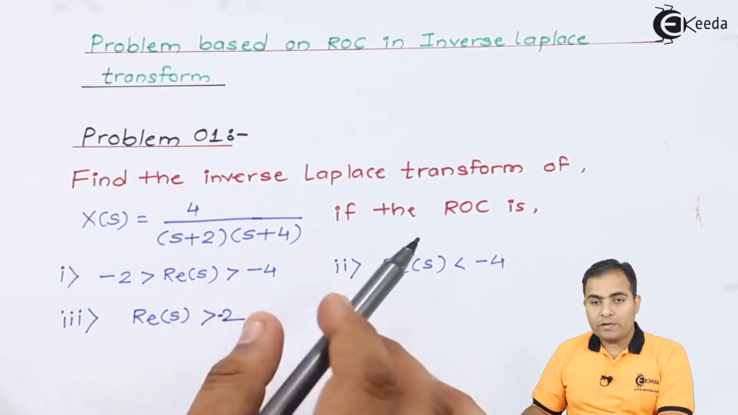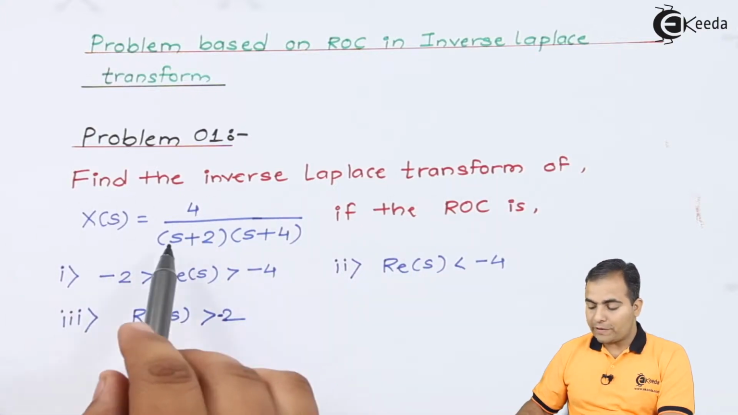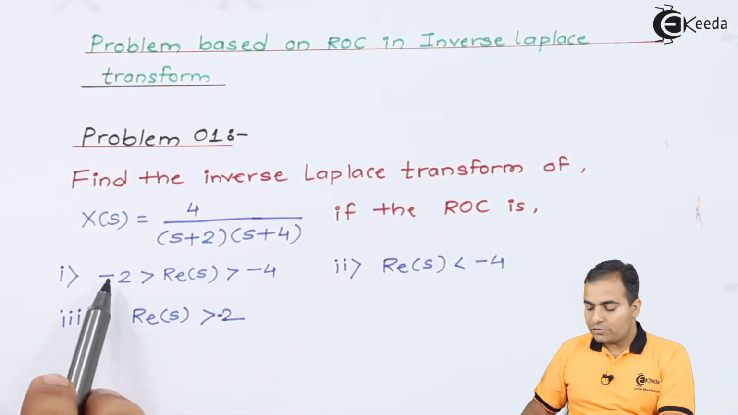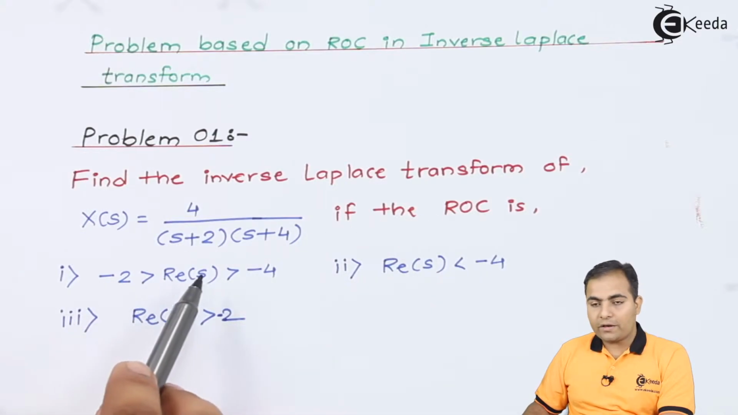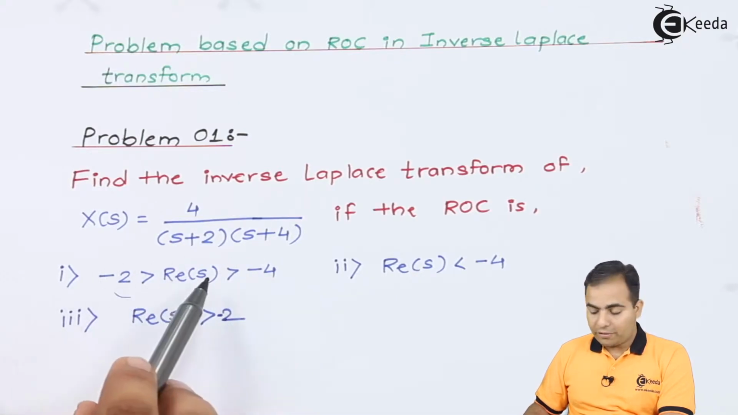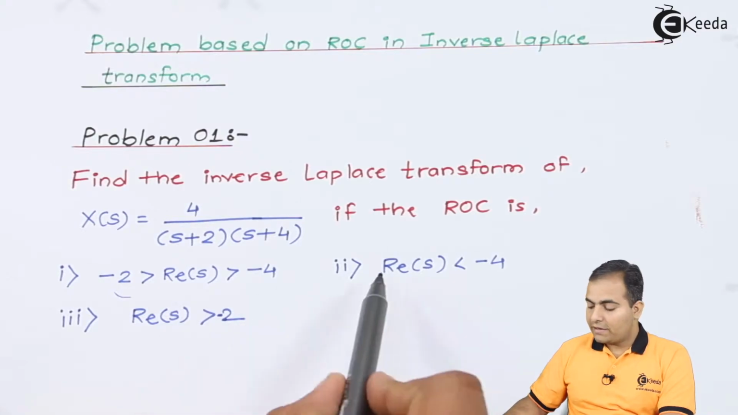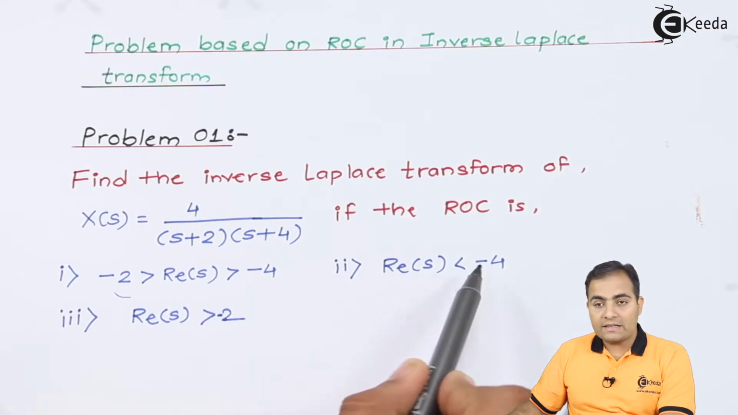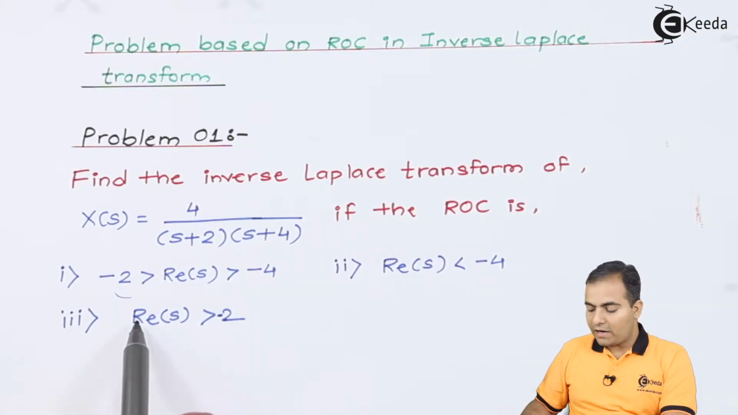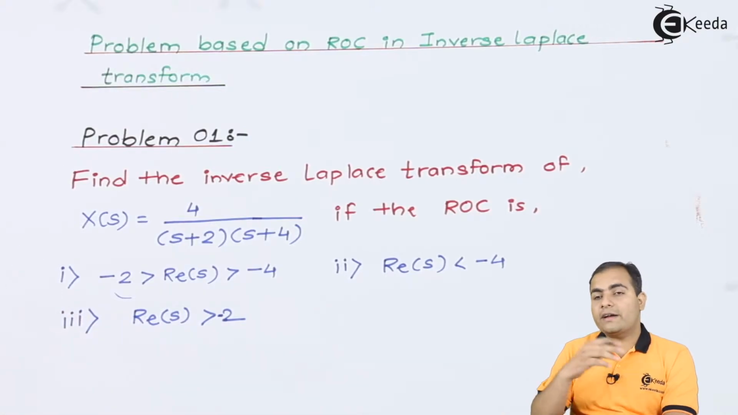Problem number 1. Find the inverse Laplace transform of the function X of s equals 4 upon (s plus 2)(s plus 4), if the ROC is minus 4 less than the real part of s less than minus 2, which means this is our two-sided ROC, made of a right-hand sided and a left-hand sided part. Here real part of s less than minus 4 means a left-hand sided ROC, and real part of s greater than minus 2 means a right-hand sided ROC.